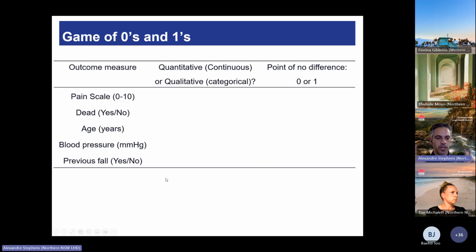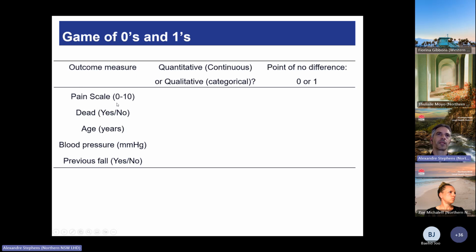So we're going to play a little game now of zeros and ones. We're just going to work through a little exercise to put the finishing touches on what we've covered today. The first one is we're going to determine, based on a variety of outcome measures, whether it's a quantitative or qualitative variable, and then based on that, what the point of no difference is. So this is not a poll, it's just an exercise we can do all together.